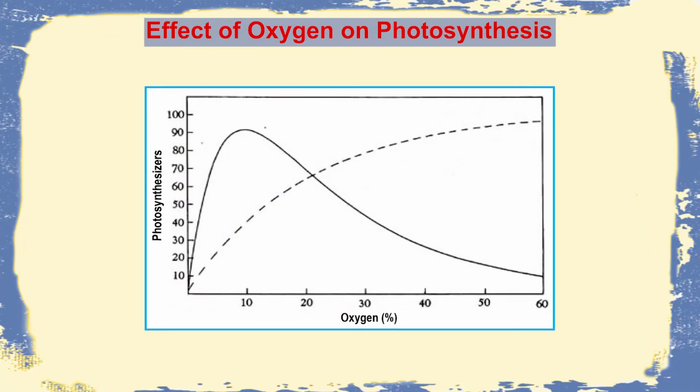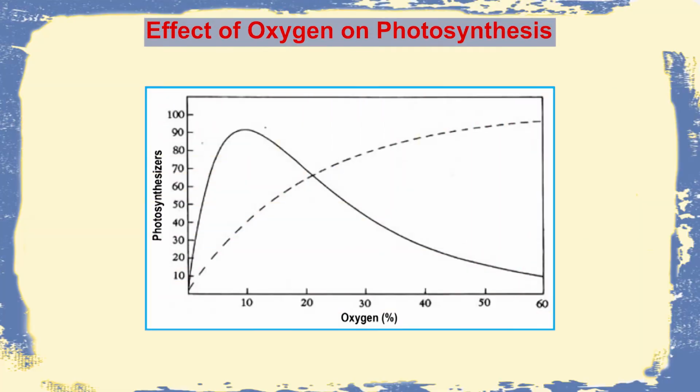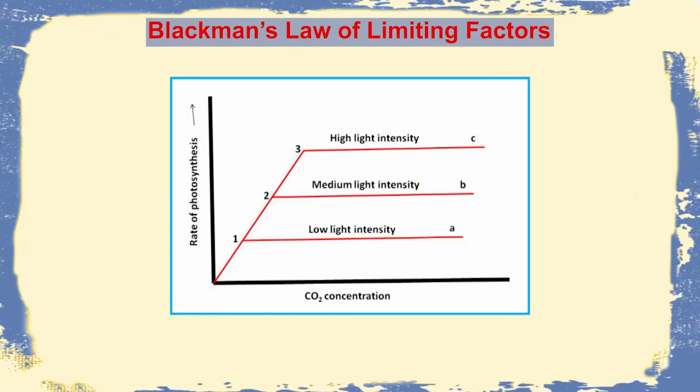Oxygen concentration is not showing any definite graph because what happens is oxygen initially will reduce or will increase because some of the enzymes will be activated. But if the oxygen is in excess, then there will be a gradual reduction in the photosynthetic rate because of the oxygen poisoning effect. Now considering a very important law, which is called Blackman's law of limiting factors.